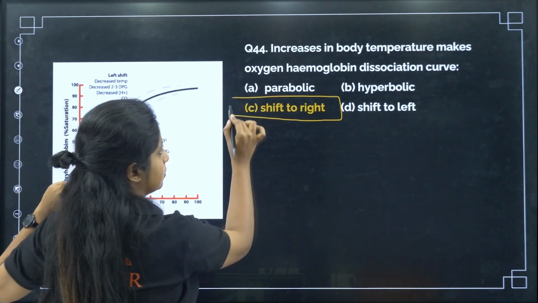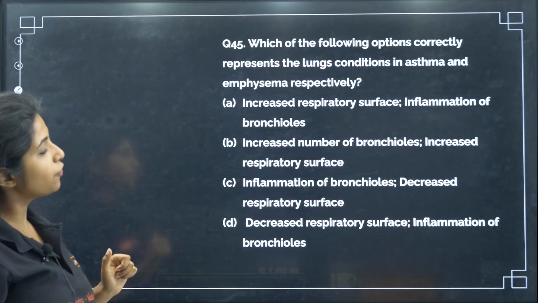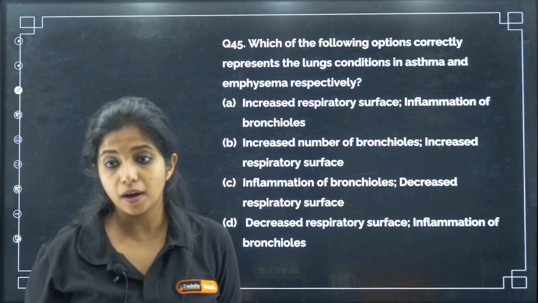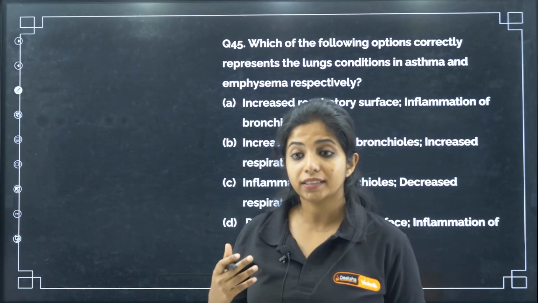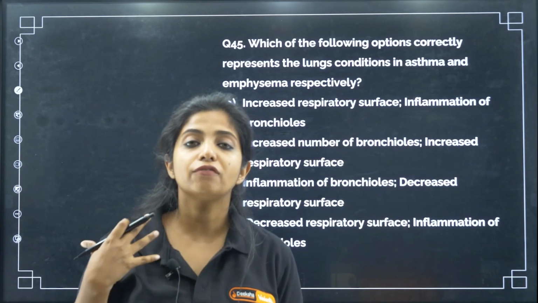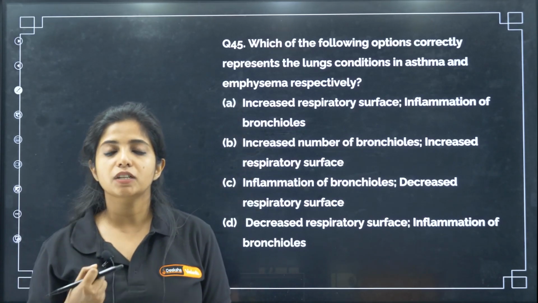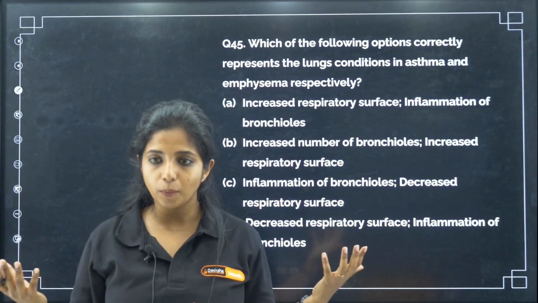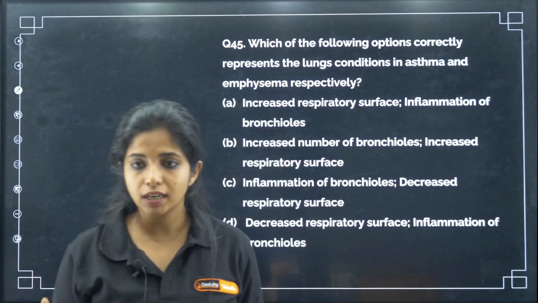Cool. Now, which of the following options correctly represents the lung condition as asthma and emphysema respectively? In asthma and emphysema, basically your lung is getting affected. What exactly is happening in asthma, my dear children? The bronchioles would be having inflammation. When talking about emphysema, that's where the alveoli is getting damaged. The exchange is not going to happen properly therefore, because the alveolar tissue is going to get damaged.